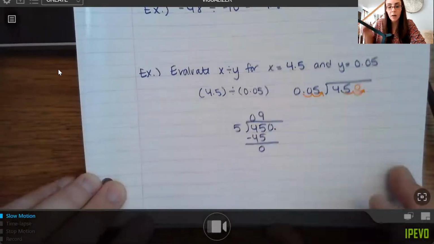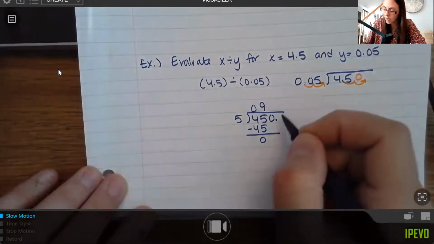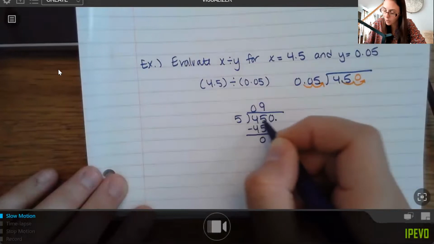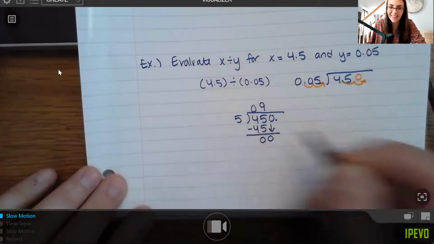Do be careful here, though. My decimal point is here. I do have to finish the problem. This is not just 45, it's 450. So you technically bring down that 0.